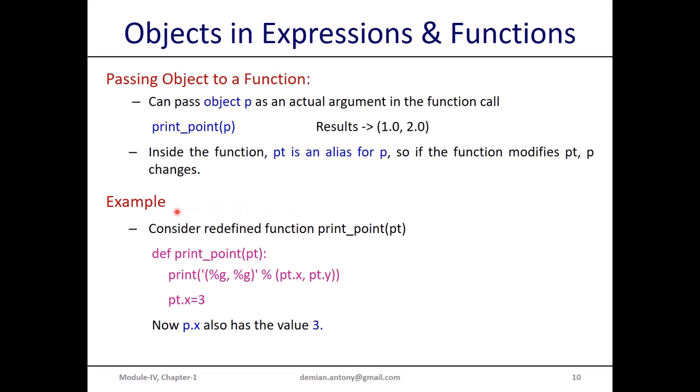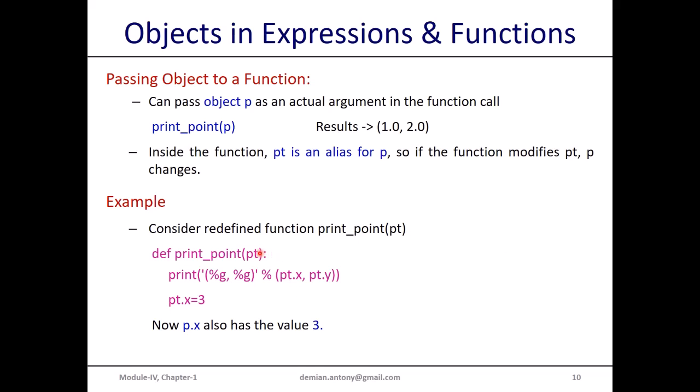We'll take up an example to illustrate this. Let me redefine the same function print point just for this example. We read the object through an argument pt, and then we modify the value of x to 3. If we call this function like print point p, and after this call I print the value of x, the value of x is 3, because pt and p point to the same memory location.